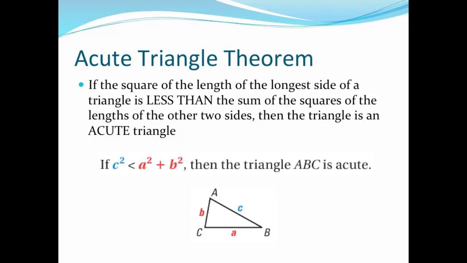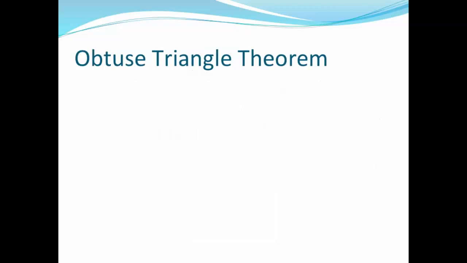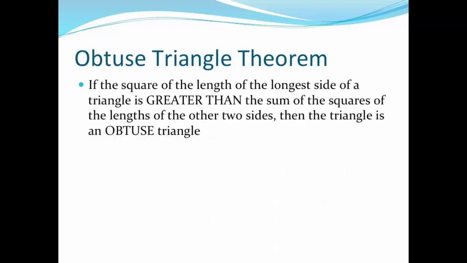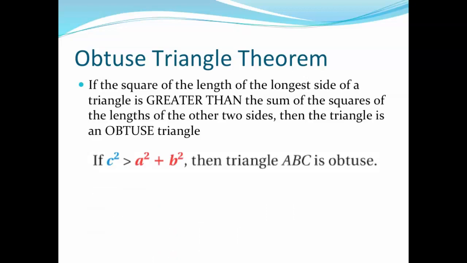On the other hand, the obtuse triangle theorem says that if the square of the length of the longest side of a triangle is greater than the sum of the squares of the lengths of the other two sides, then the triangle is an obtuse triangle. So if c squared is greater than a squared plus b squared, then triangle ABC is obtuse. Again, c is always going to be the longest side.